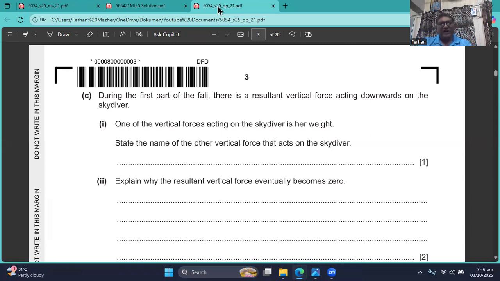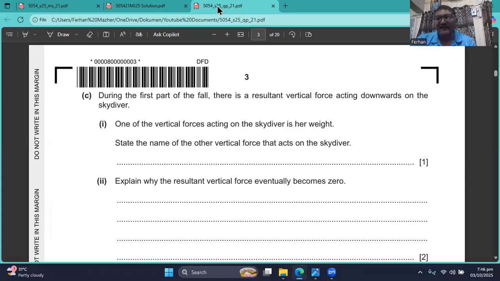Okay, question number 1(c), first portion. During the first part of the fall, there is a resultant vertical force acting downwards on the skydiver. One of the vertical forces acting on the skydiver is her weight. State the name of the other vertical force that acts on the skydiver. You see, when you are falling down in air, two vertical forces act on you. One is your weight, which is acting downward, and the other force is the air resistance or the drag of the air, which is acting upward, opposite to your motion.